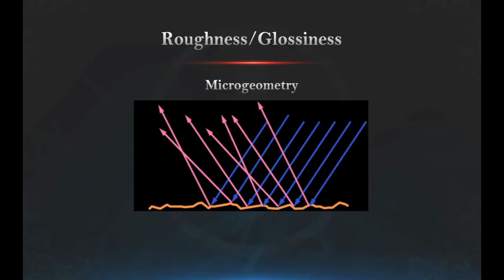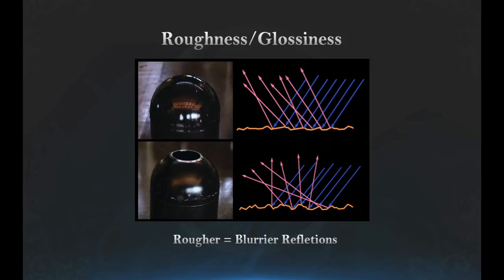So roughness is basically how rough your surface is. And here you see a micro geometry slide. It basically shows how light gets diffused and reflects in different directions upon hitting your object. Basically, the idea behind this is that the rougher the surface, the blurrier the reflections get, because the light just gets more and more scattered.